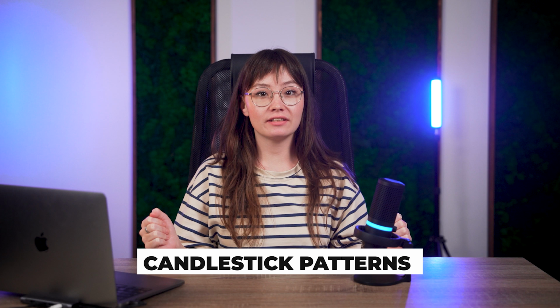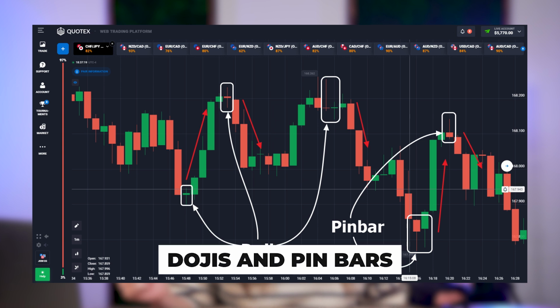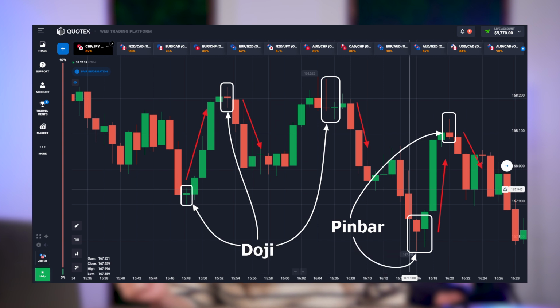The second tool is candlestick patterns that indicate reversals. There are many candlestick patterns, I'll give you just two of them, but the most powerful ones are dojis and pin bars. A doji is a candle with long shadows and a body that looks like a stick. A pin bar is a candle with a small body on one side and a long shadow on the other. When this candle appears at levels, you can confidently expect the price to reverse.